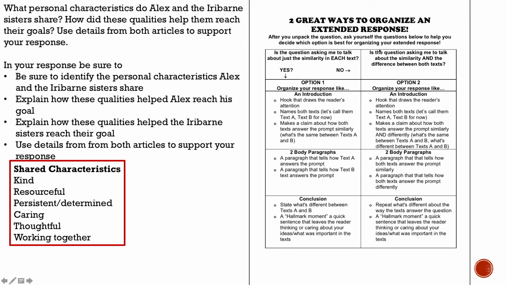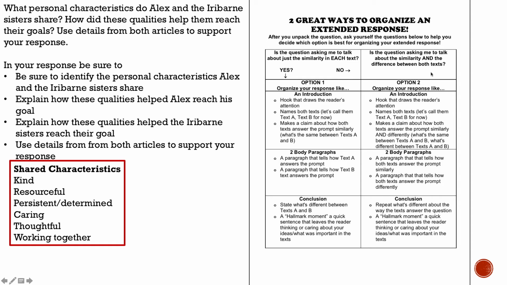Okay, so is the question asking me to talk about just the similarity in each text? Well, it does say the similarity here, like what do they share? So that is the similarity there. But then it asks, how do these qualities help them reach their goals? I'm thinking that these qualities maybe didn't help them in the same way, right? These qualities help them in kind of different ways in each text. So I think that might be a difference. So I'm thinking my answer to this question is no. It's not just asking me about the similarity. So if I say no, I can move over here.